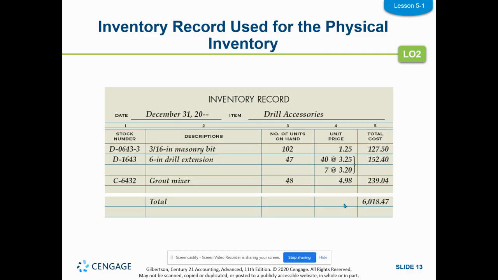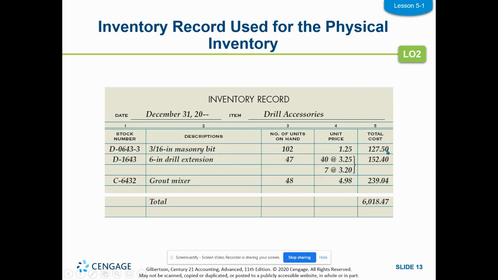So for the physical, so that was the perpetual. So for the physical inventory, this is where, remember, we're touching it. We're doing it at the end of the year. So we have our list of what we have. Here it's under drill accessories. Under the description, notice there's different items.